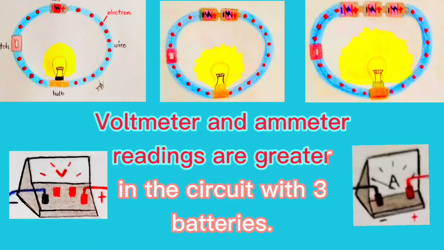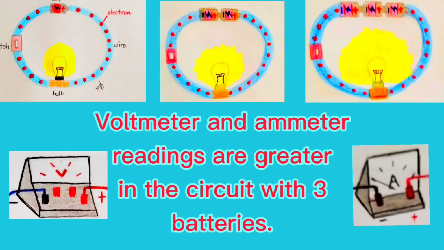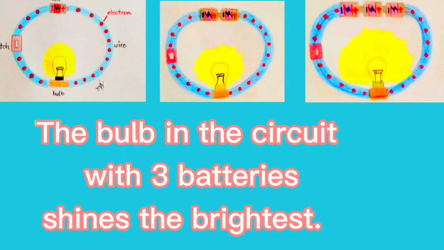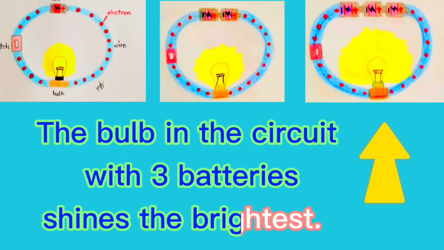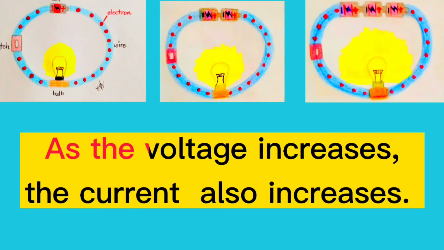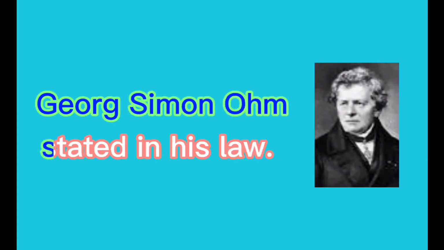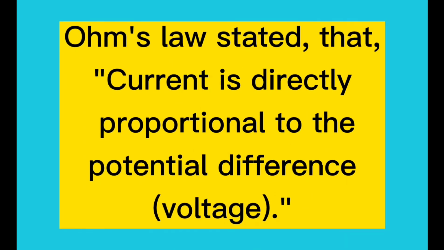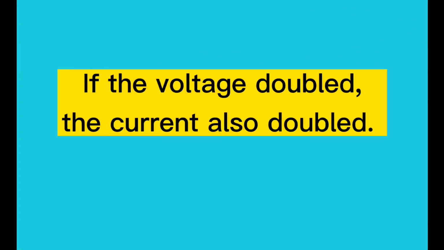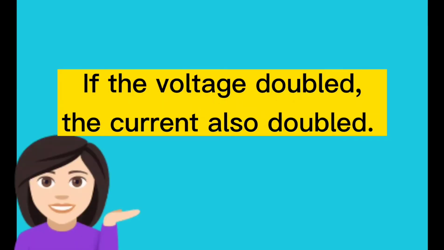If we're going to use a voltmeter and ammeter, you will see that the readings are greater in the circuit with 3 batteries. And when it comes to brightness, obviously, the valve in the circuit with 3 batteries shines the brightest. Based on that observation, we can infer that as the voltage increases, the current also increases. Same with what George Ohm stated in his law. According to him, current is directly proportional to the potential difference or what we call voltage. It only means if the voltage doubled, the current also doubled. Now you know the relationship between current and voltage.